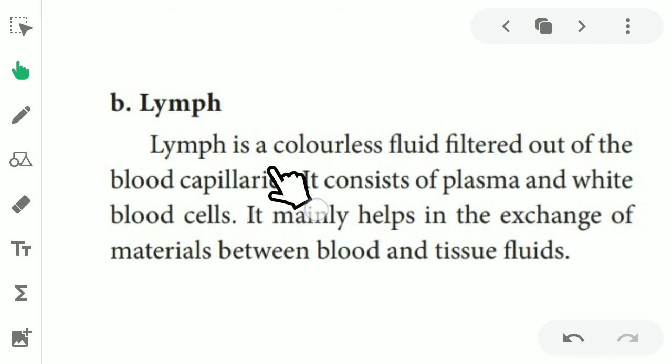Lymph is also a colorless fluid. It is like blood, but hemoglobin is not present, so it is colorless. Blood has hemoglobin, so it looks red in color. Lymph contains plasma and white blood cells. It mainly helps in the exchange of material between the blood and tissue.